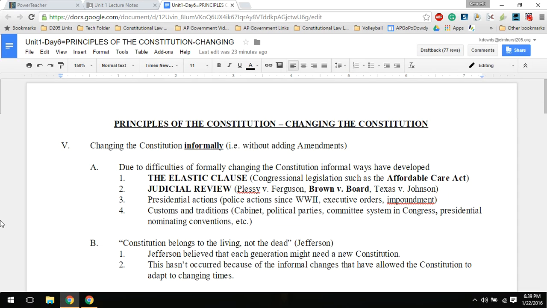There are various ways in which you can informally change the Constitution, and different branches of government exercise these frequently. The elastic clause, or the necessary and proper clause, was put in the Constitution, I think, purposefully, to allow Congress mostly to have a lot of flexibility in carrying out their enumerated or expressed powers. So the powers that are explicitly listed in the Constitution. One of those powers is the ability to tax.